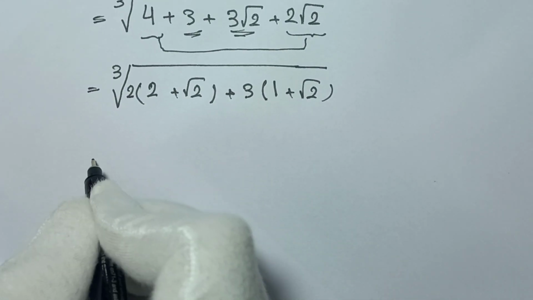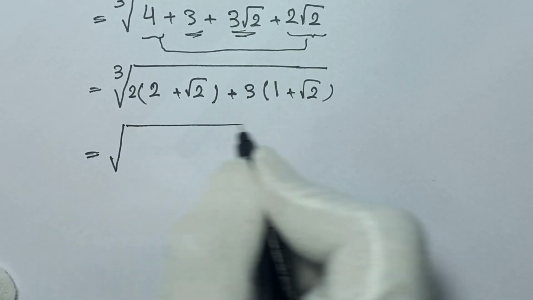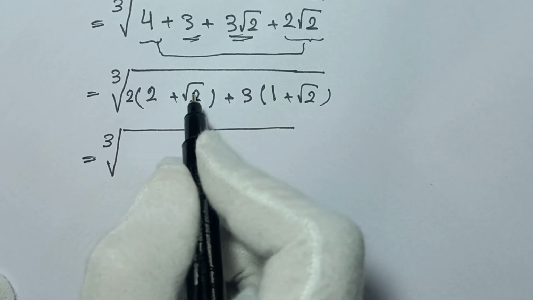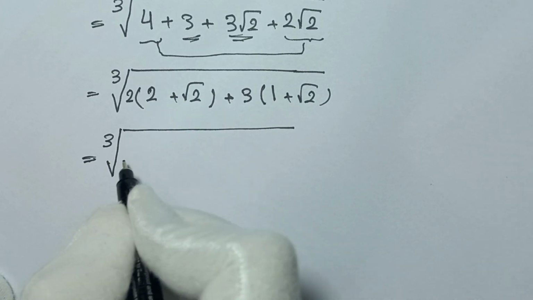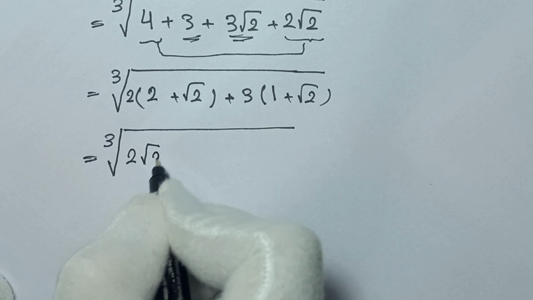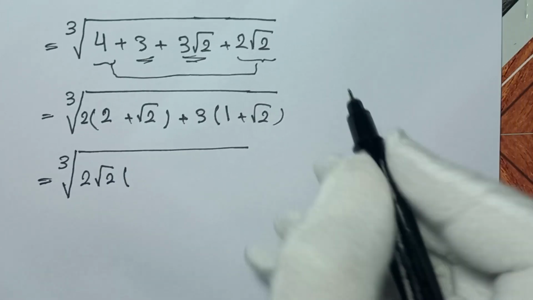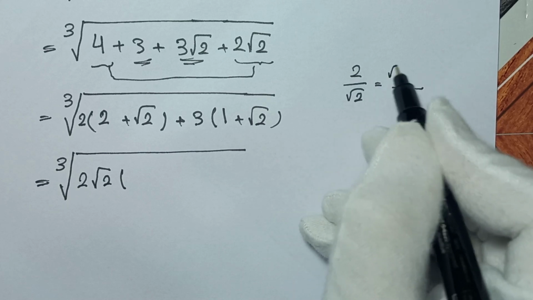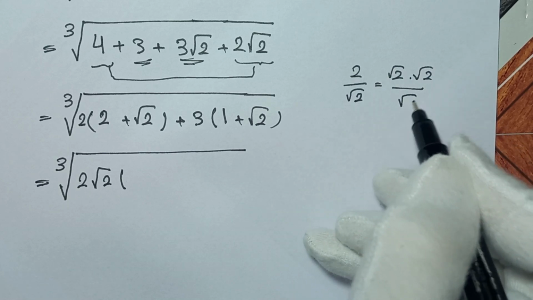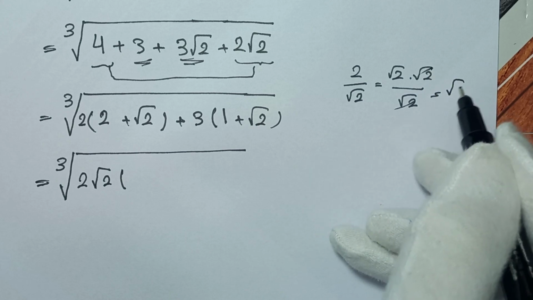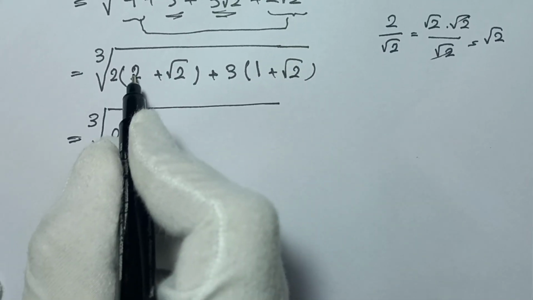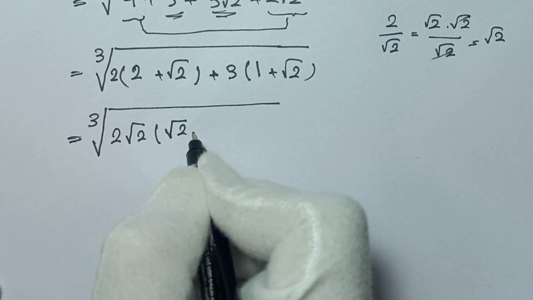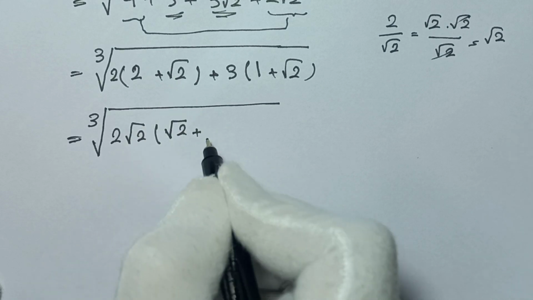So, in the next step, this is equal to cube root of, from these two parts, we factor square root of 2, right? It will be 2 times square root of 2, and 2 divided by square root of 2, we can write 2 as square root of 2 times square root of 2 and divide by square root of 2. This will cancel this and it will be square root of 2, right? So 2 divided by square root of 2 will be square root of 2, and plus square root of 2 divided by square root of 2 will be 1, right?